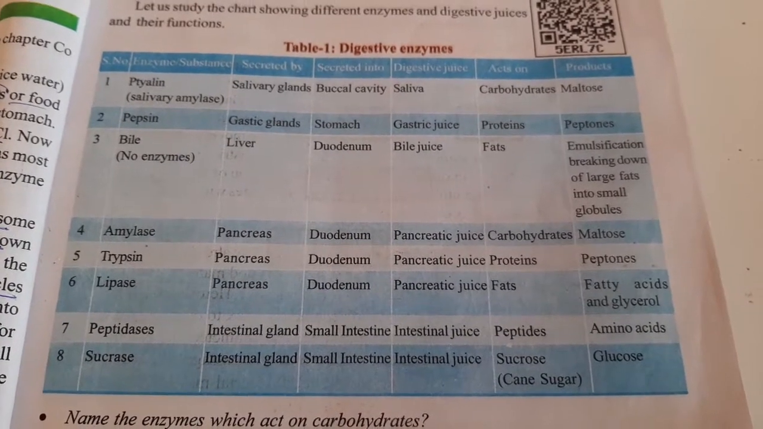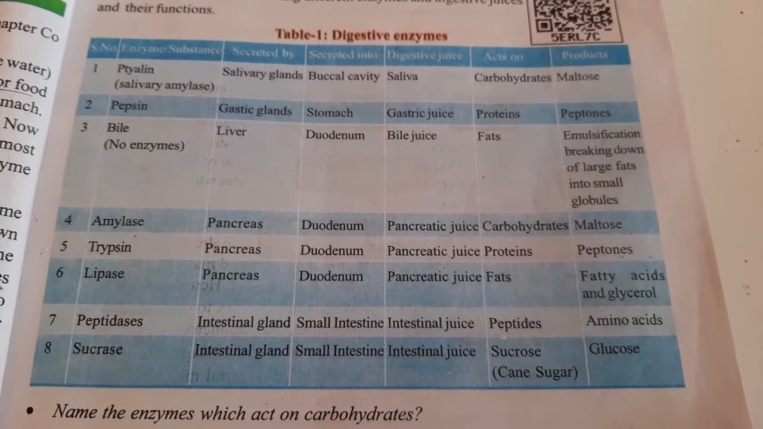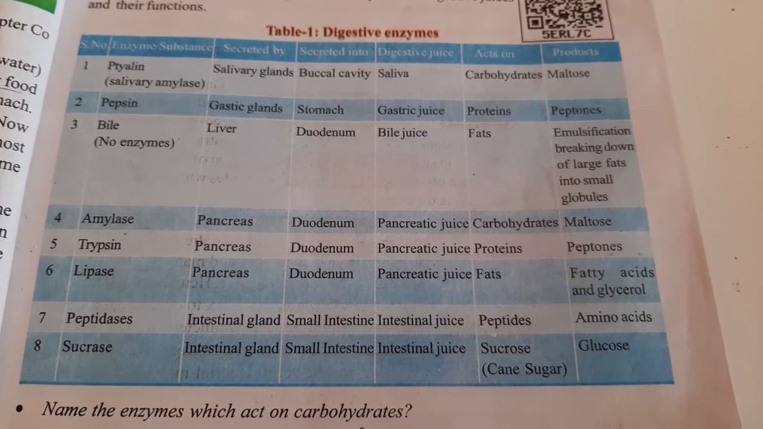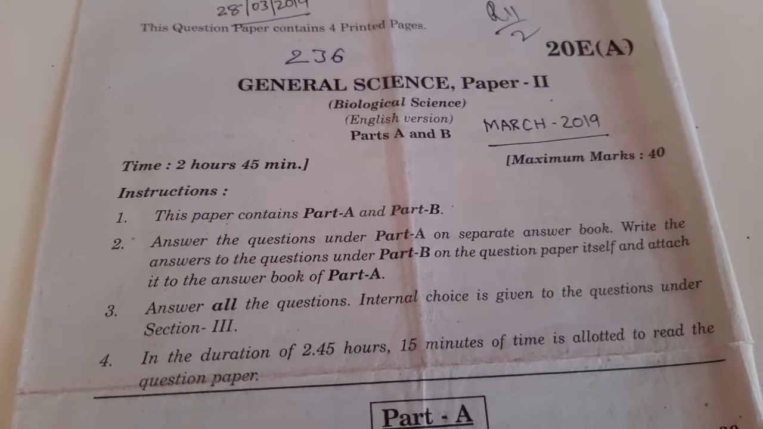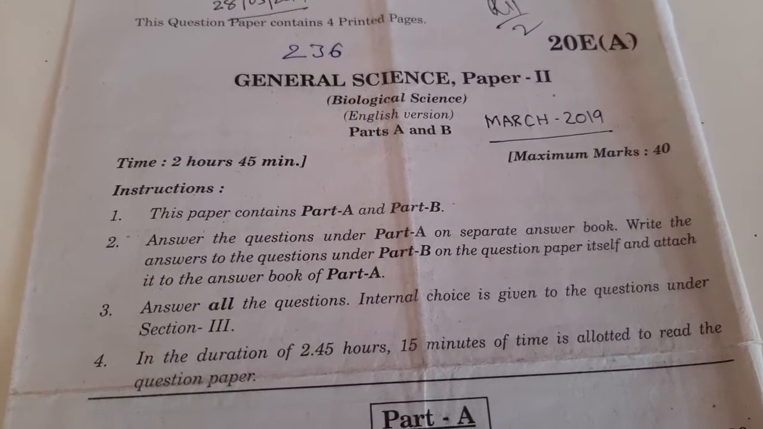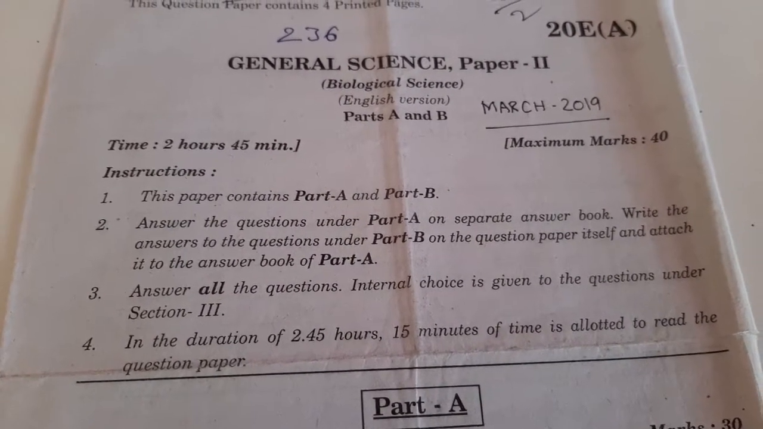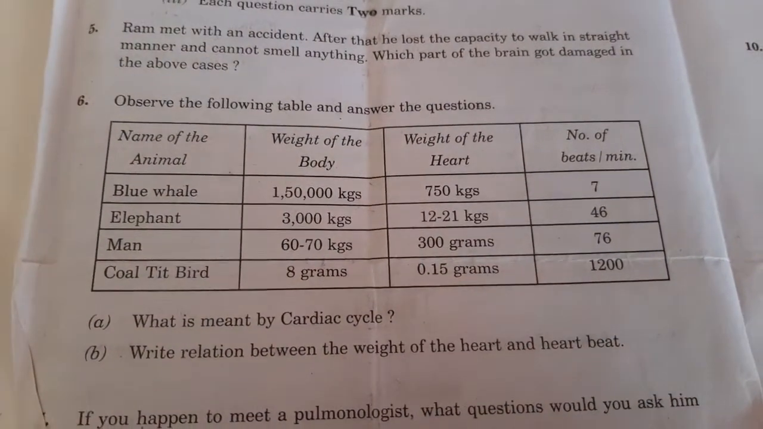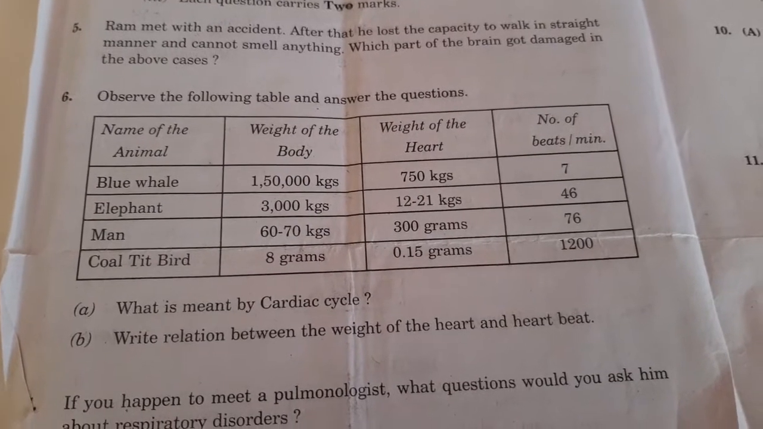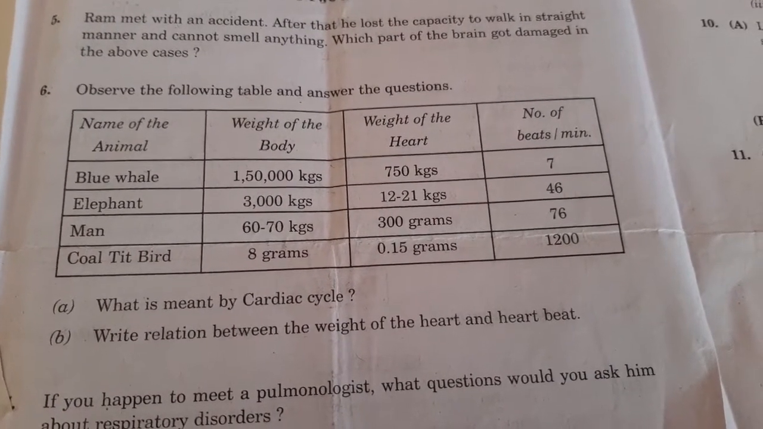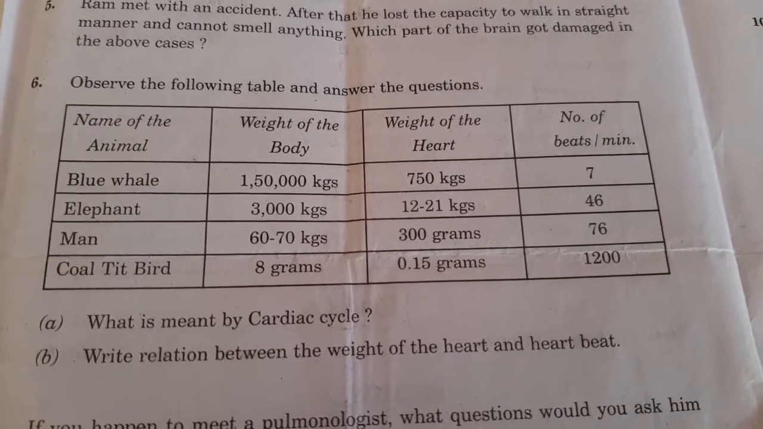Students, in this video, I would like to explain table related questions. Okay? So students, observe this question paper. This is the last year, that is 2019 question paper. And in this question paper, observe question number 6. Observe the following table and answer the questions. So this is a table related question.